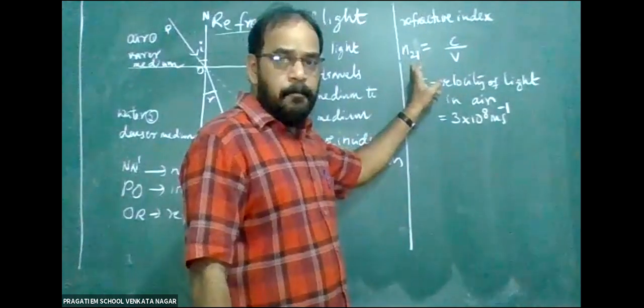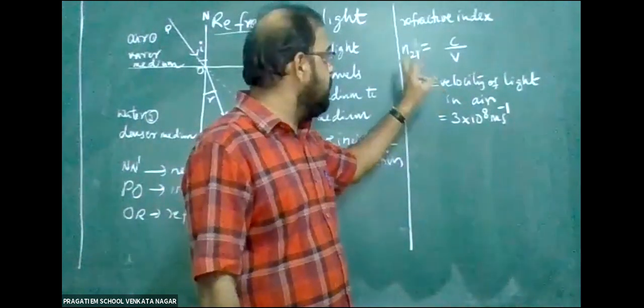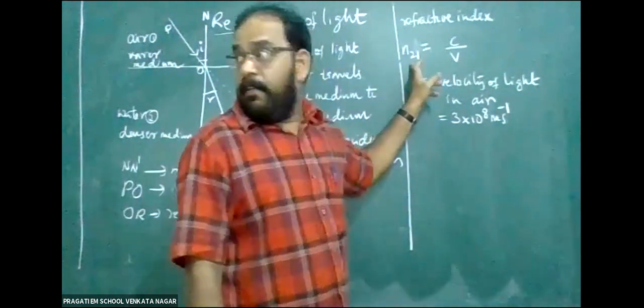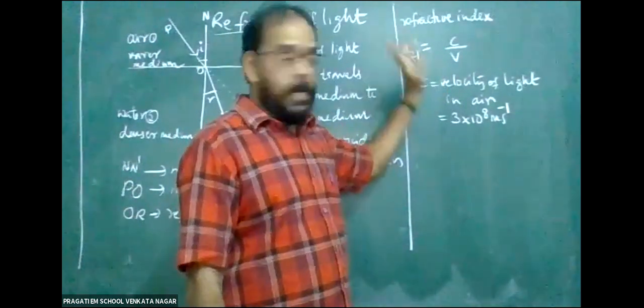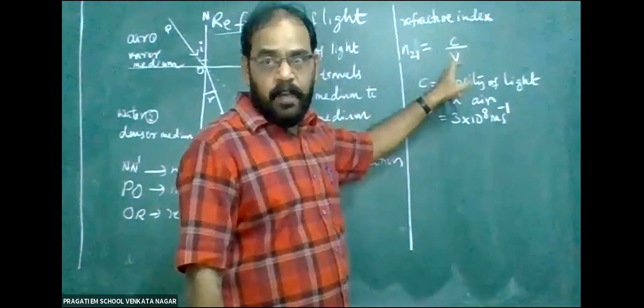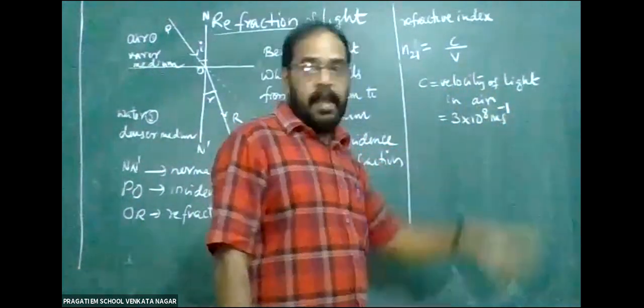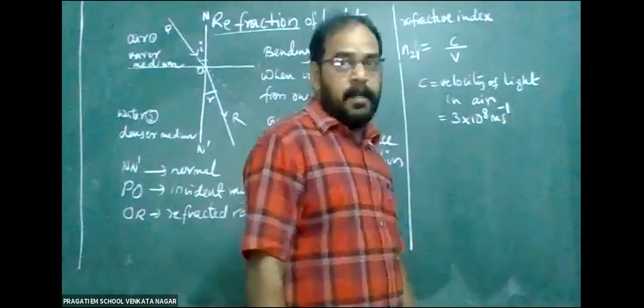N21 means N is for refractive index. Refractive index is denoted by N. N21 is the refractive index of the second medium with respect to the first medium. So N21 is equal to C by V. C is the velocity of light in air. What is the value of the velocity of light in air? It is 3 into 10 to the power 8 meter per second.